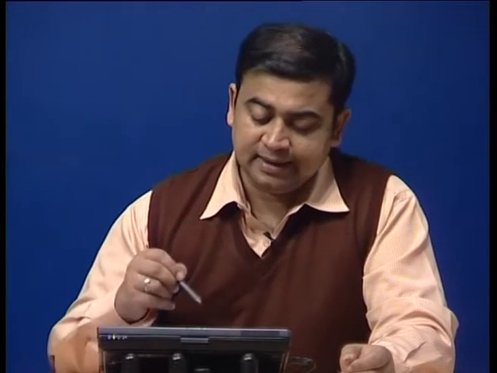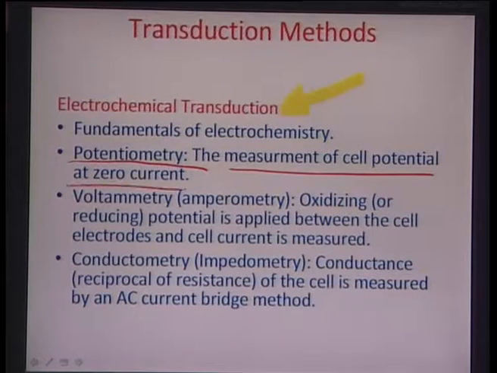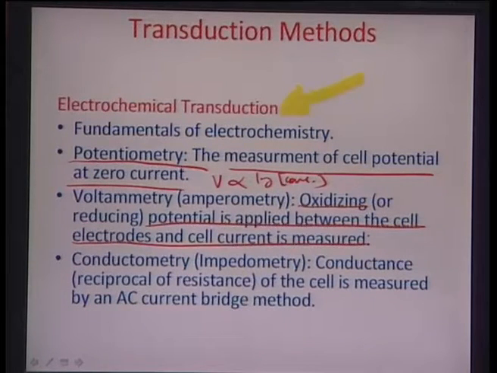If you look again at the different transduction types, I would like to reiterate from the last few lectures that electrochemical transduction can be characterized into potentiometry, which is the measurement of cell potential at zero current, and if I may add, it is a method in which the voltage is proportional to the log of concentration of the analyte of interest. Voltammetry, where you use the oxidizing and reducing potential of a material to sense the material. Conductometry, where you are monitoring the conductance change.